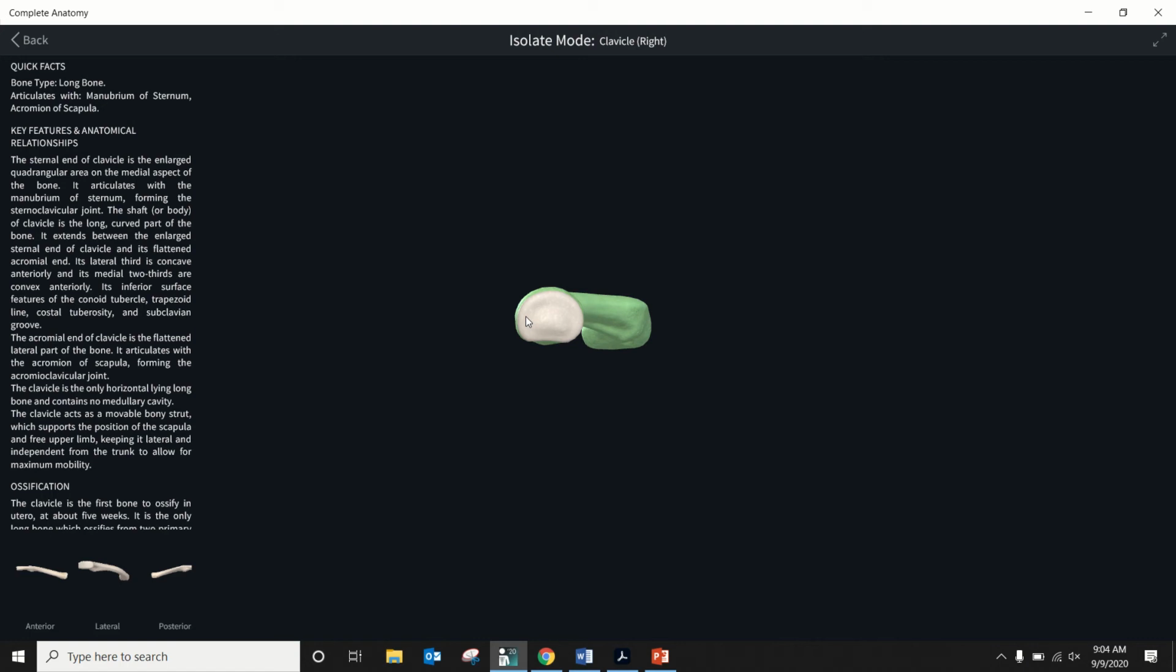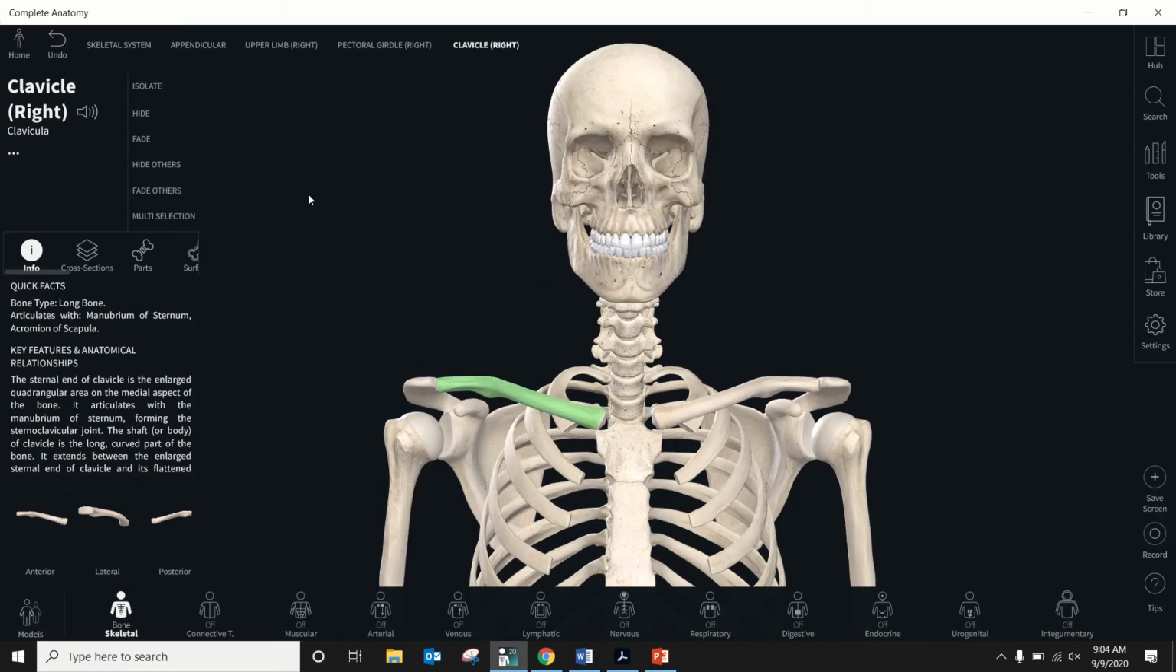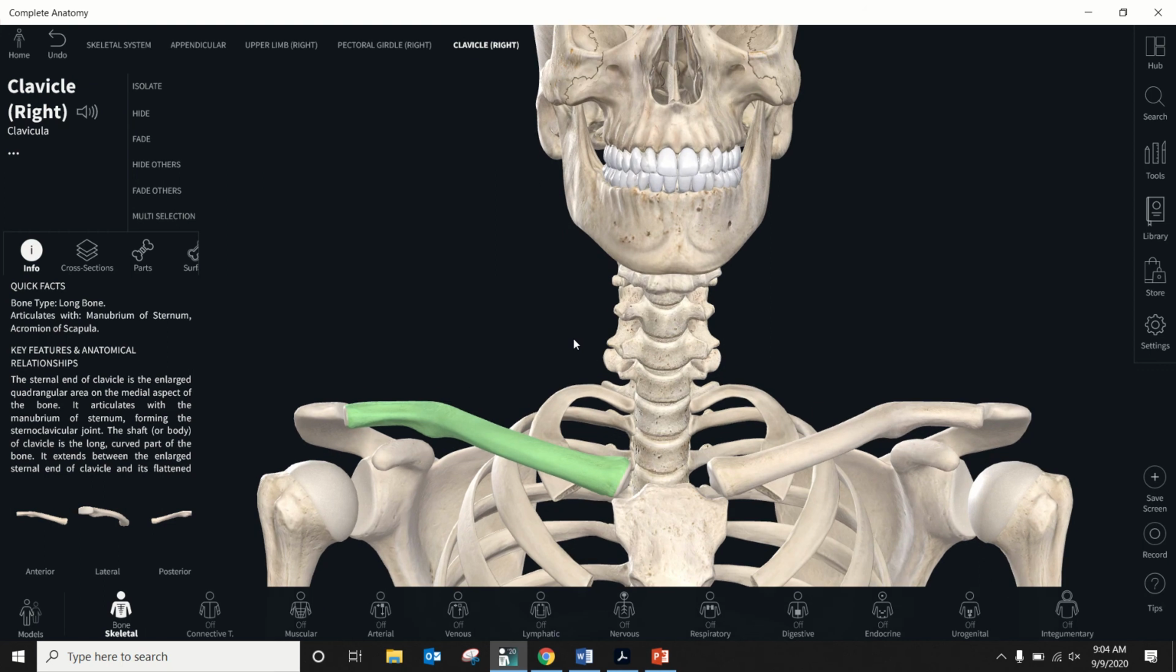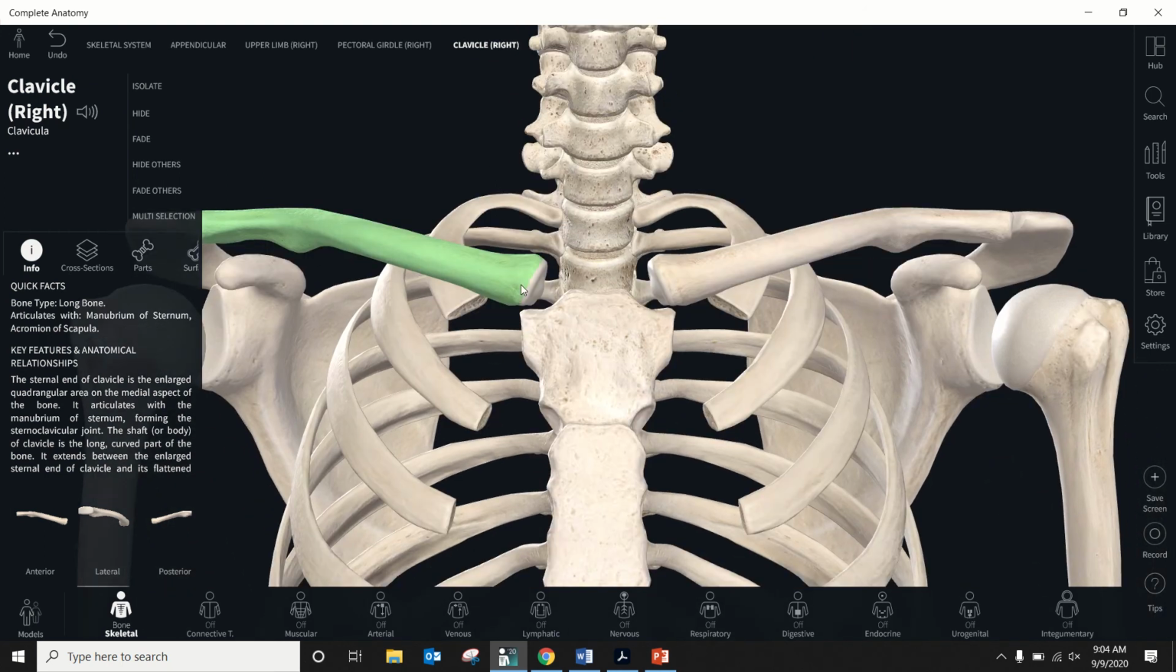The significance of the sternal end is that it's going to interact with the sternum. So if I go back and bring the full skeleton back, and zoom in a little bit, you can see here that the sternal end of the clavicle, the rounder end of the two, interacts with the sternum.